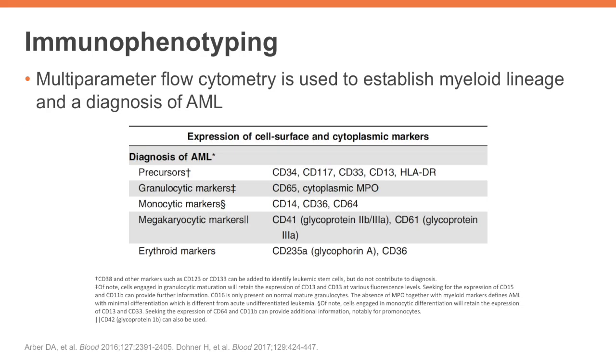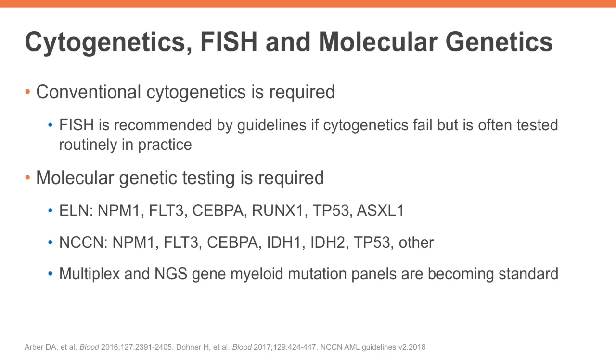Next, immunophenotyping is crucial, as multi-parameter flow cytometry is used to establish myeloid lineage in a diagnosis of AML. And here I've included a table showing the expression of cell surface and cytoplasmic markers that can be important for a diagnosis of AML. Next, cytogenetics, FISH, and molecular studies are also part of the diagnostic workup of AML. Conventional cytogenetics is required. We will get FISH, it's recommended by the guidelines if cytogenetics fail, but it is really often tested routinely in practice.